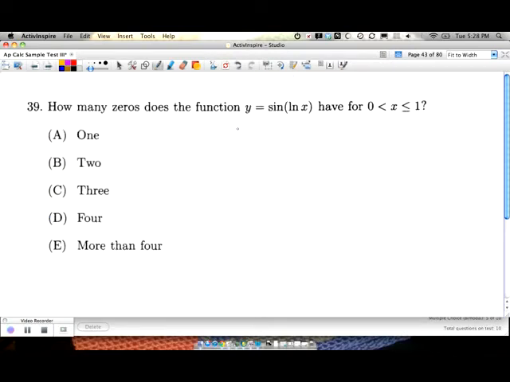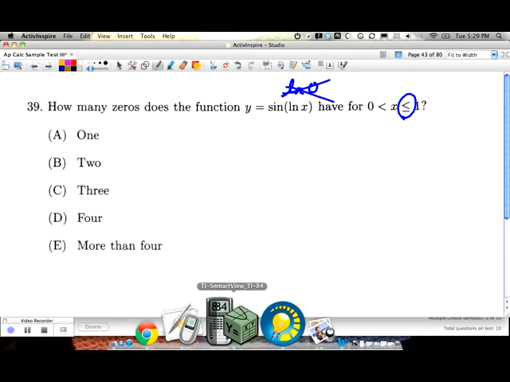Here we go. Number 39. How many zeros does this function have between 0 and 1? Notice this. That's interesting because the first one did not include 0. Why? Because we can't do natural log of 0. It doesn't work. It'd be a limit, and it's approaching infinity, so it doesn't really exist. But we can include 1. So let's go ahead and graph this function and see what happens. So we're doing sine of natural log of x.